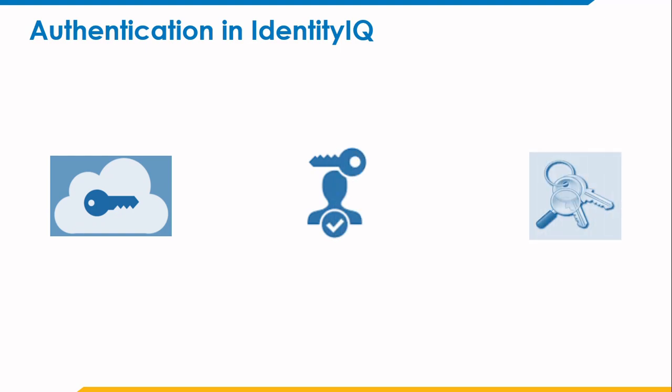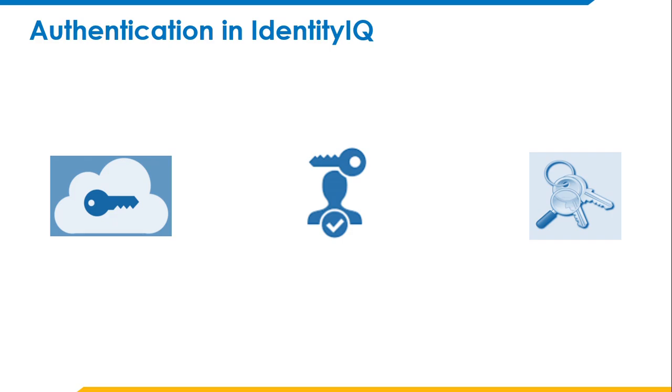Identity IQ supports multiple login configurations to authenticate a user, including single sign-on, pass-through authentication, and default internal authentication. In single sign-on, a user is expected to have already signed on to some sort of centralized authentication source. In pass-through authentication, a user's credentials are validated against an external source like Active Directory instead of Identity IQ. In default authentication of Identity IQ, the user credentials are validated against internally stored passwords.